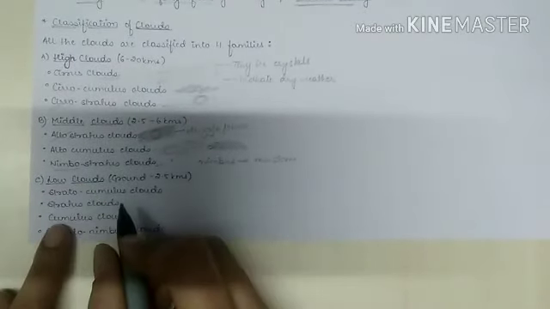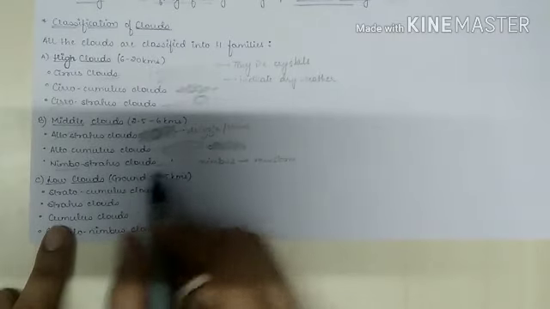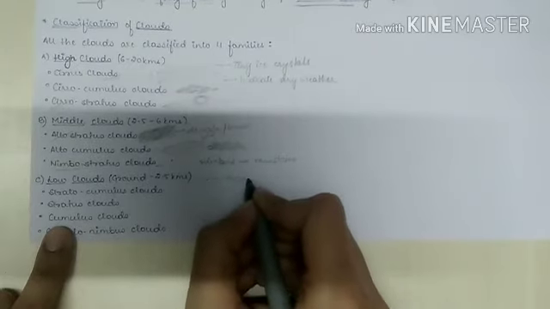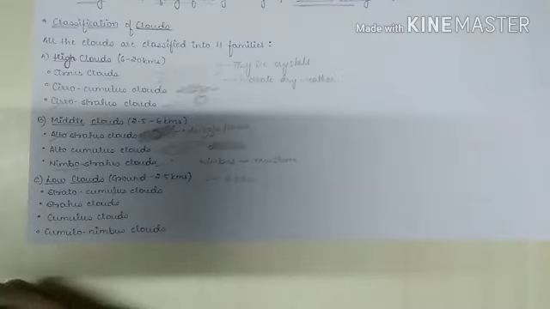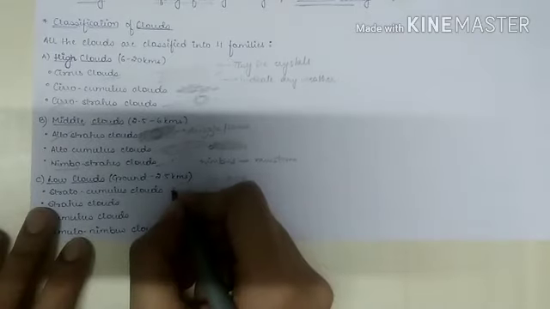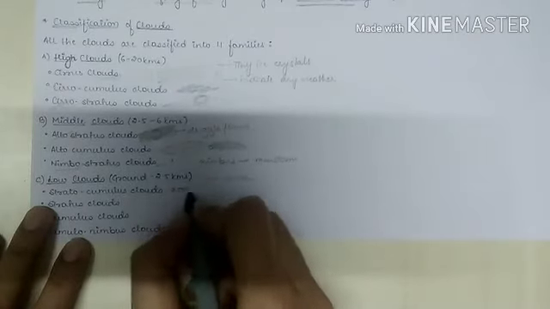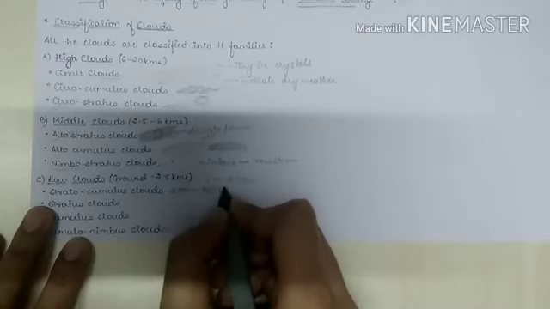Lastly, we have low clouds, which are about 0 to 2.5 kilometers above the ground. So the first one is stratocumulus cloud. Stratocumulus cloud is grey or whitish in color. They are found in round patches between the height of 2,500 to 3,000 meters above the ground.